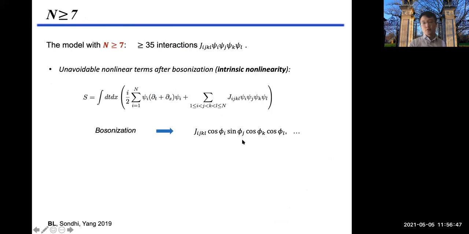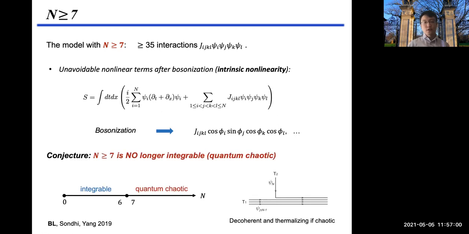Basically, they take the form of these cosine and sine functions of the phi fields. So this shows some intrinsic nonlinearity starting from n equal to 7 and larger. So this leads us to conjecture that starting from n equal to 7, the system becomes quantum chaotic and is no longer integrable. And related to the earlier talks, once you show quantum chaos, you would expect these edge modes to show decoherence, and they will thermalize quickly.